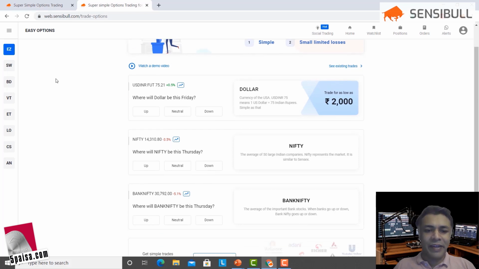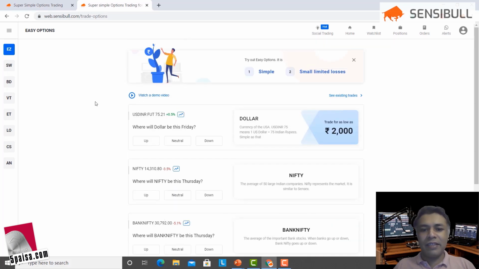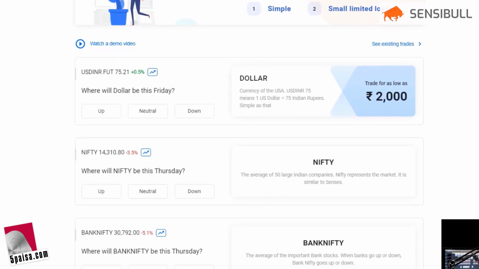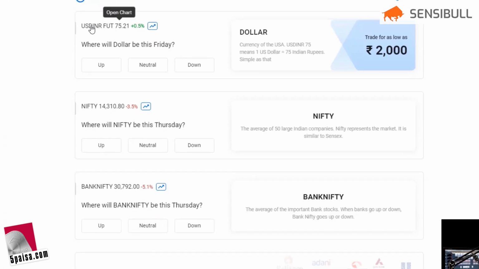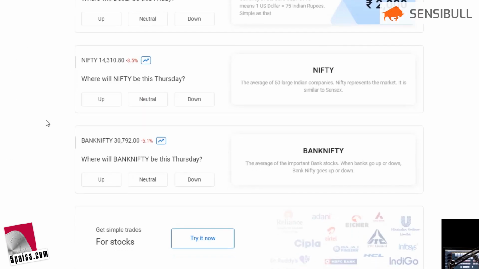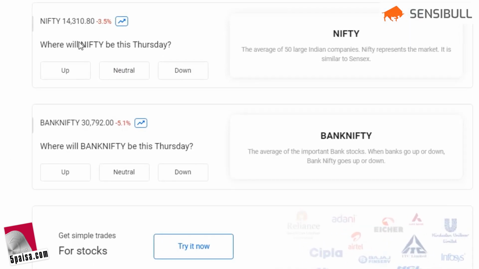So let's look at it, right? Let's say these are today's Nifty levels. Let's get into full screen, and we give you three choices. One is Dollar, the other is Nifty, the third is Bank Nifty. You can also see a demo video here which is there for every feature. So let's say you just want to guess up or down. So we ask you a simple question.